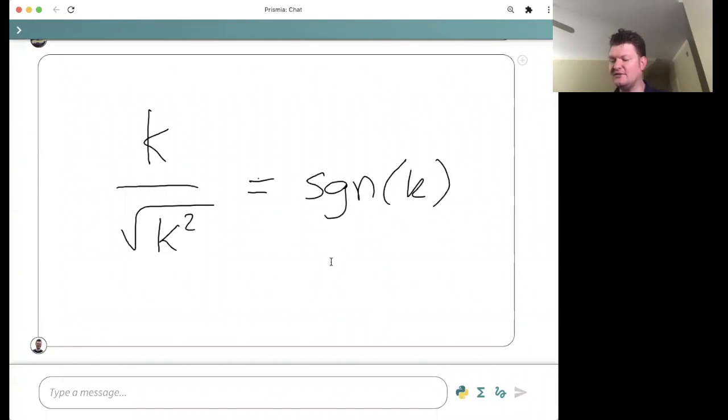If k is negative, then you end up with a negative value on top. And in the bottom, you have the absolute value of k, which is a positive number. So you end up with -1, since they have the same magnitude in top and bottom. So the key point is that this is not k, it's the absolute value of k.